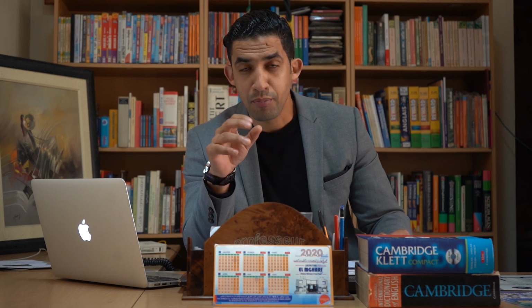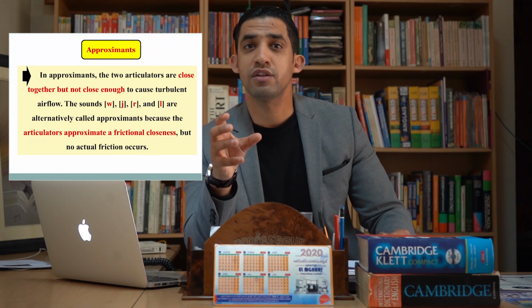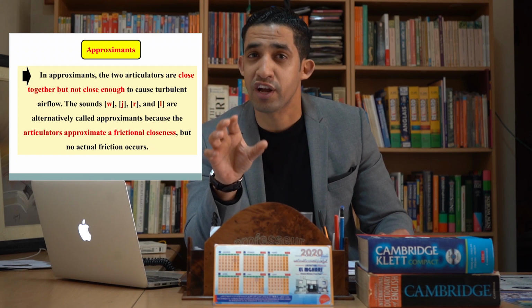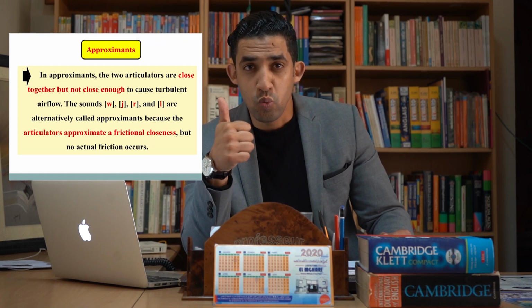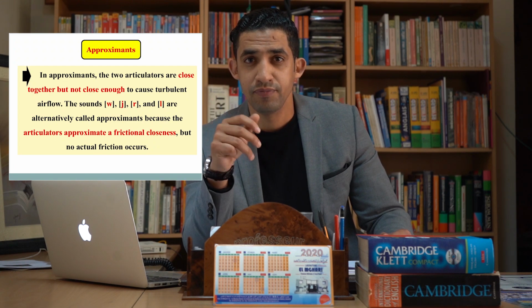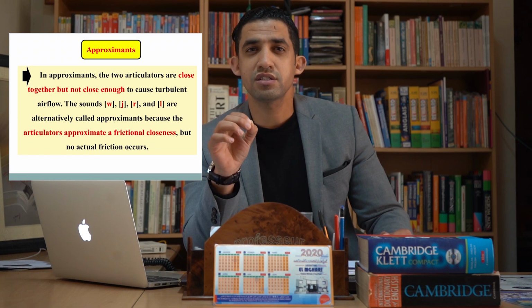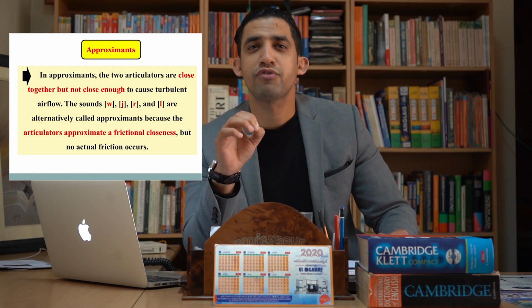In approximation, which is the third way of airflow release, we can find another category of sounds called approximants. What are approximants? Approximants are sounds whose articulators are close together but not close enough to cause any turbulent airflow or friction. In some phonetic literature, these sounds are w, y, r, l. They are called approximants because the articulators approximate a frictional closeness, but no actual friction occurs.